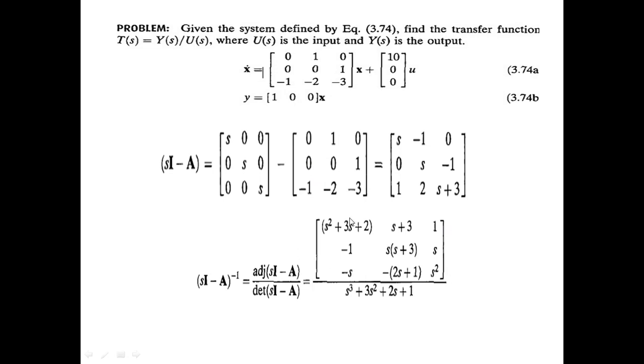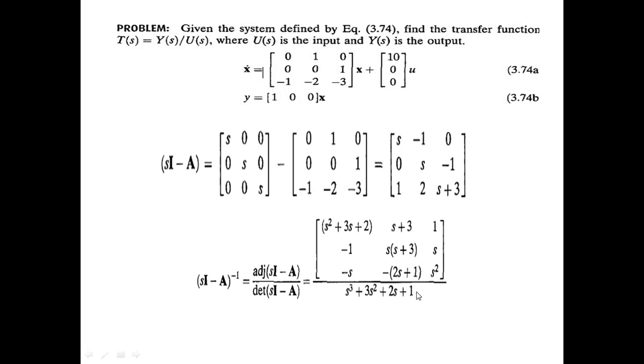The determinant of this is s cube plus 3s square plus 2s plus 1. I think all of you know how to find a determinant value: s into (s plus 3 plus 2), then minus into minus gives plus 1 into (0 plus 1), then 0 multiplied by (2 into 0 minus s), so we'll get 0 for that. If I simplify that, you'll get s cube plus 3s square plus 2s plus 1.